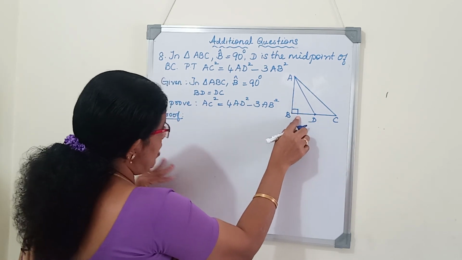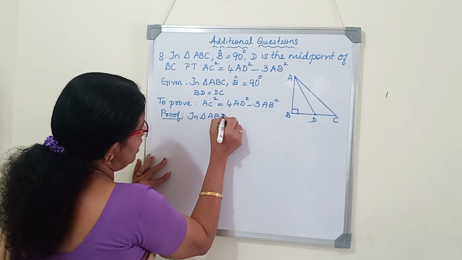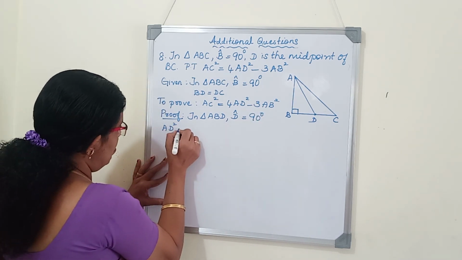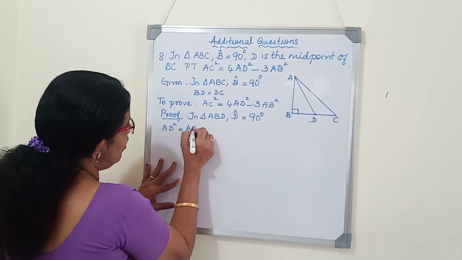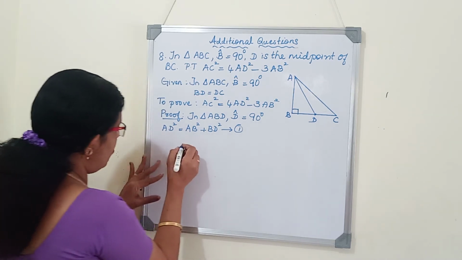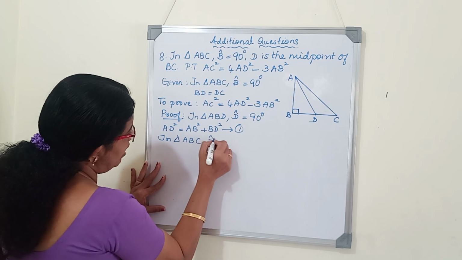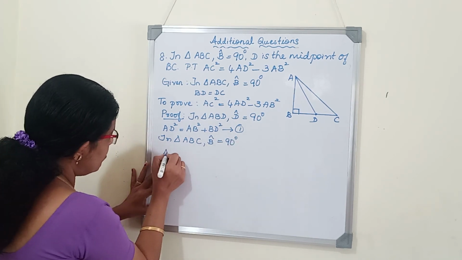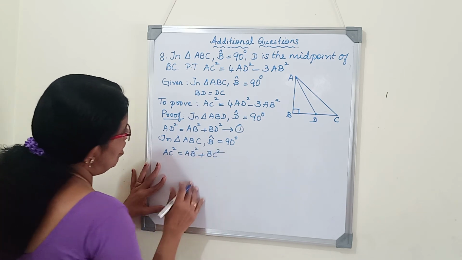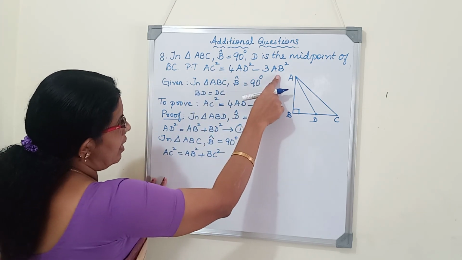So we'll apply Pythagoras theorem in triangle ABD. In triangle ABD, angle B is 90 degrees. Therefore, AD square equals AB square plus BD square. So we will write this as equation 1. Next triangle is ABC. In triangle ABC, angle B is 90 degrees. So AC square equals AB square plus BC square. This is equation 2. We want to prove that AC square equals 4AD square minus 3AB square.